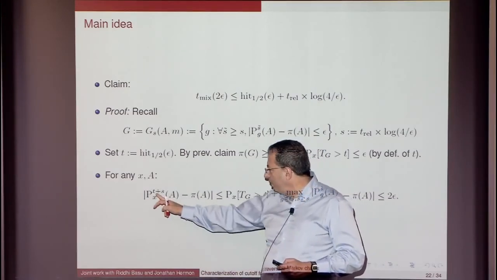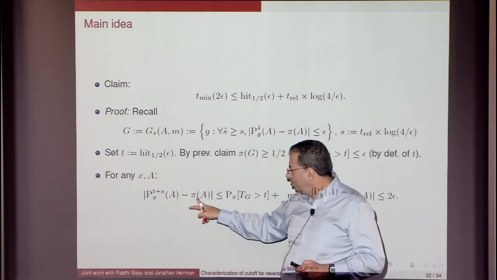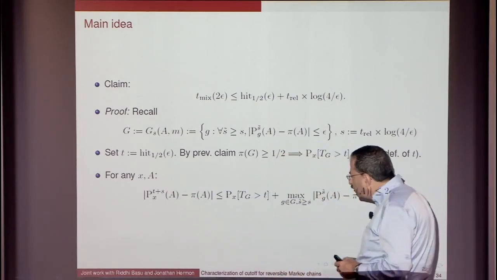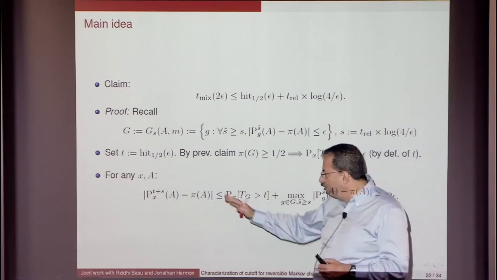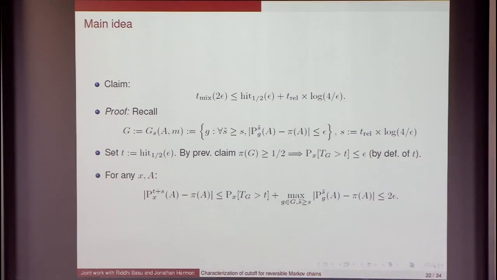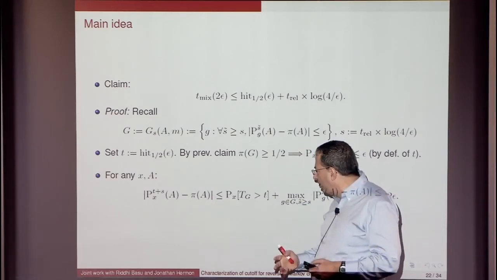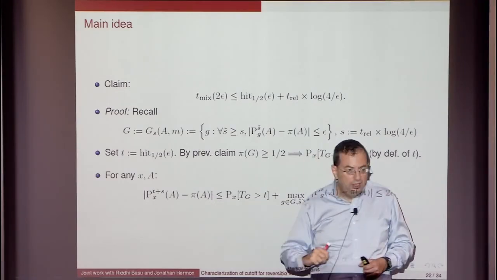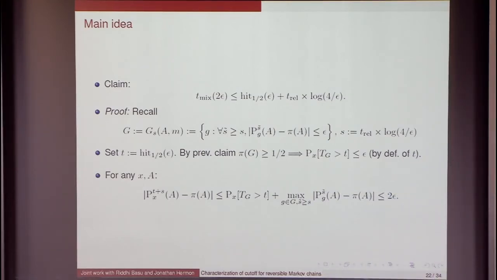So now we want to show that T plus S is a good bound for the mixing time. So we want to compare, for any set A, the probability of A at time T plus S compared to pi of A. So how can we bound this? It's in fact enough to bound it from above for all sets A, even without the absolute value. So how do I bound this? I look at 2 cases. One case is that the set G has taken me an inordinately large time to hit, bigger than T.